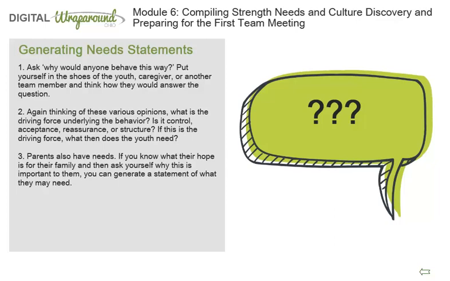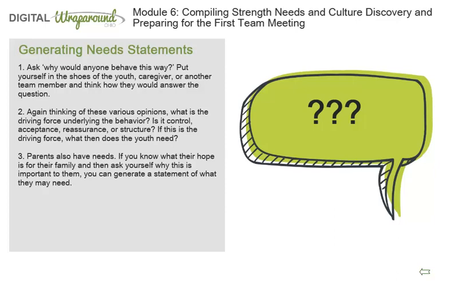This in turn draws more team members in to provide help, so that multiple strategies are at work addressing the need. The facilitator ideally has a substantial list of need statements for the team to consider. Some of the ways to generate need statements are: ask why anyone would behave this way. Put yourself in the shoes of the youth, caregiver, or another team member and think how they would answer the question. Again, thinking of these various opinions, what is the driving force underlying the behavior? Is it control, acceptance, reassurance, or structure?